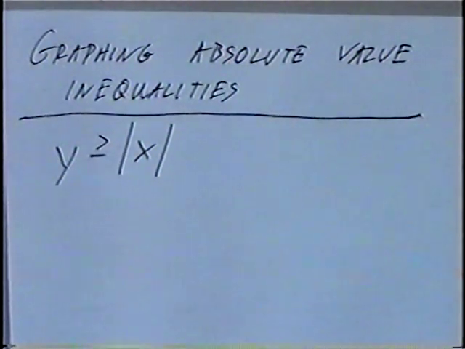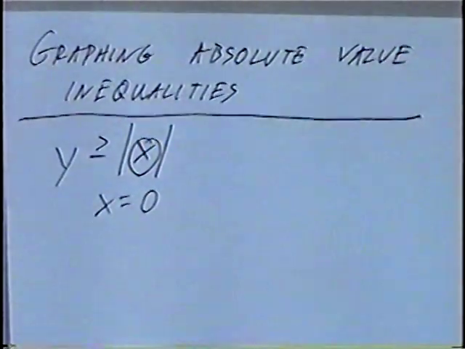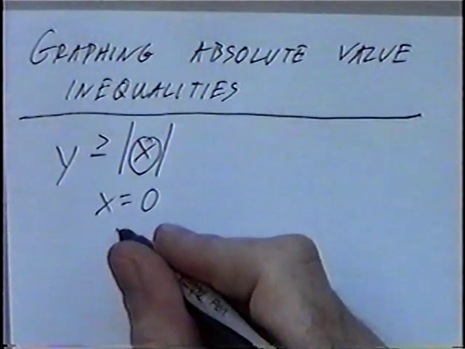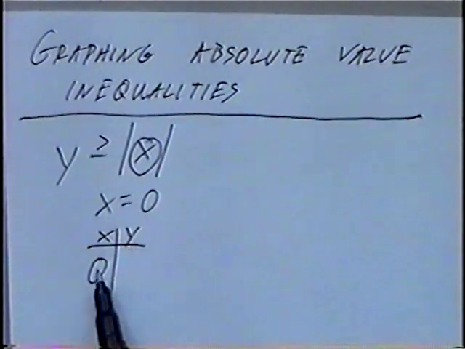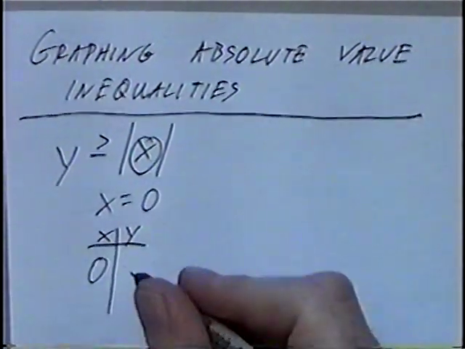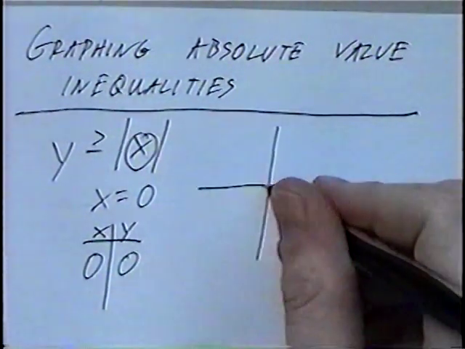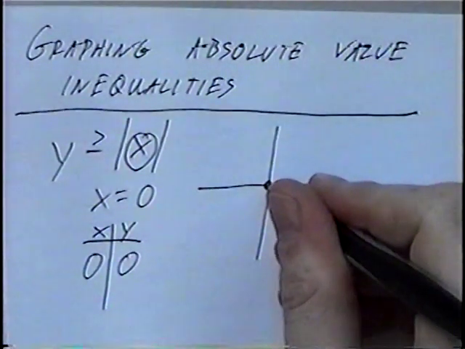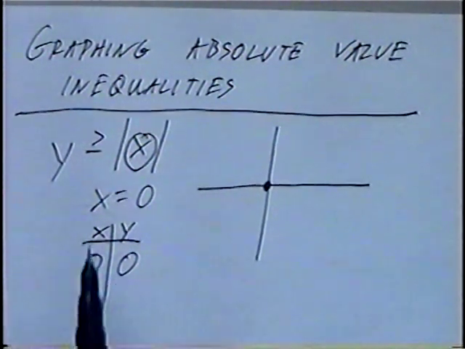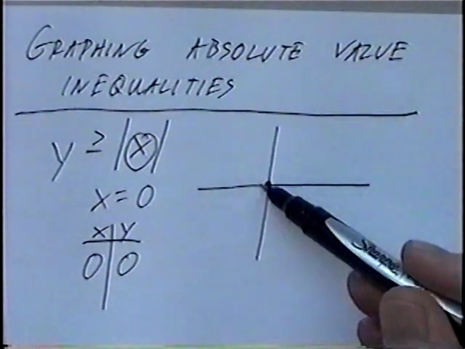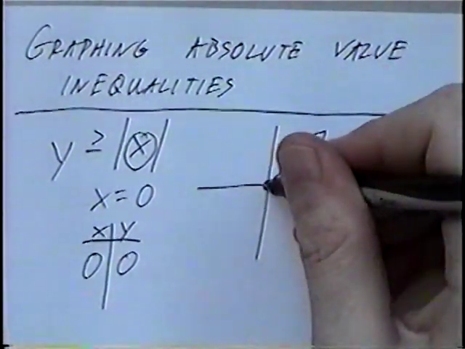Again, to graph absolute values, one easy way is to take what's on the inside of the absolute value and set that equal to 0. So x equals 0, and you can do a t-table with just that single point for x equals 0. Plugging a 0 in, absolute value of 0 is 0, so the y value would also be 0. Graphing this on the xy axis, 0, 0 would be in the middle of the graph. Absolute values, again, are a V shape. This is a positive absolute value, so it's a V shape that opens up. It's also greater than or equal to, so the lines are solid lines.